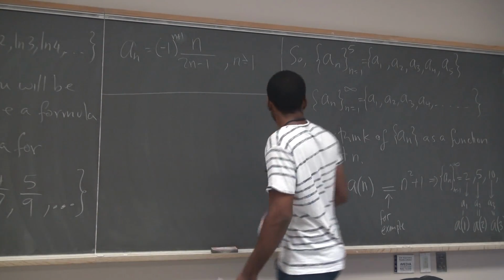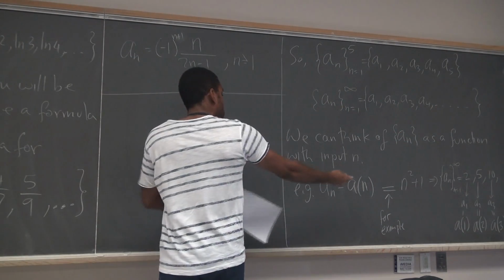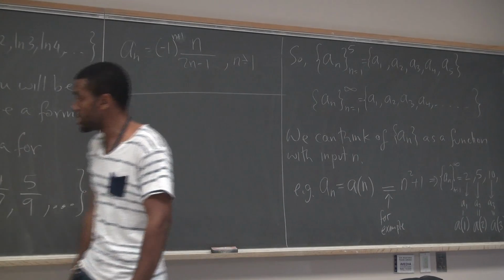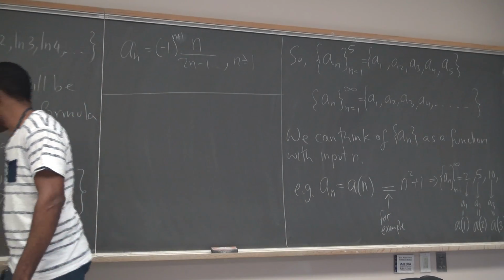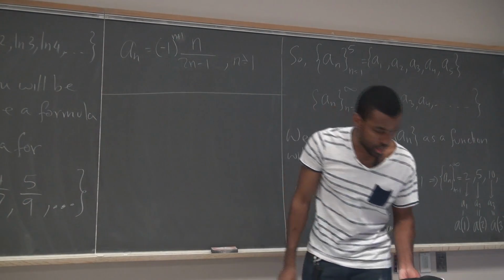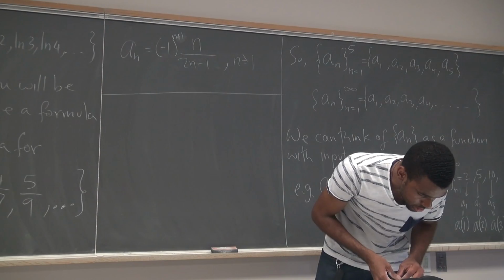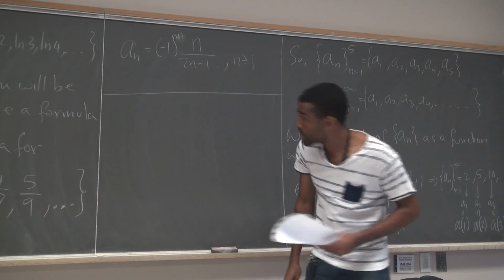So, a sequence is just a list of numbers in a certain order. We can describe them with formulas because we can think of them as functions. Sometimes I'm going to give you the formula. Sometimes I'll give you a list and you have to figure out the formula. And that's that. Let's talk about convergence.